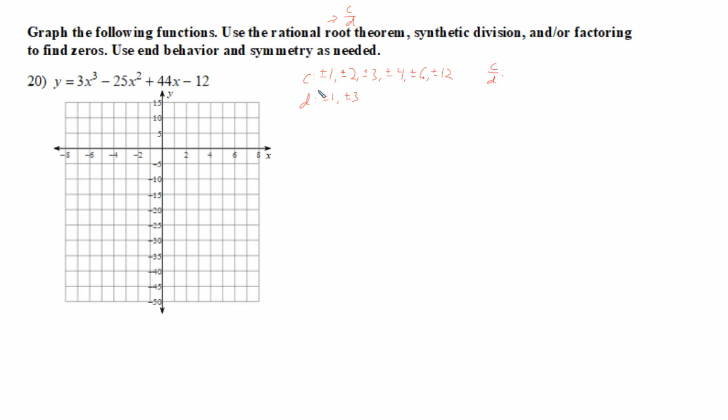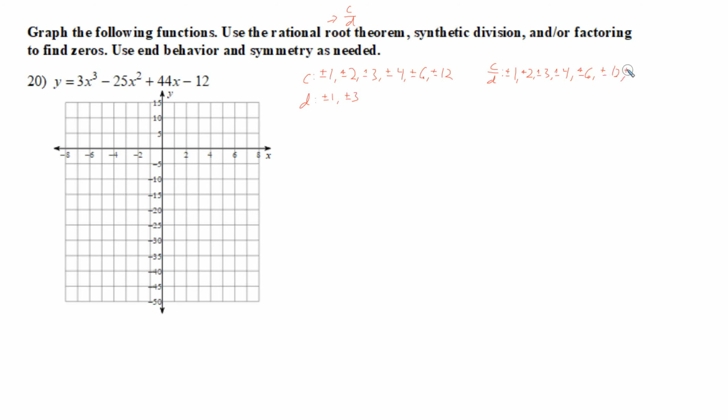So all of these over 1 and then all of these over 3. We could think of it that way. So we're just going to have plus or minus 1, plus or minus 2, plus or minus 3, plus or minus 4, plus or minus 6, and plus or minus 12. And now we want to do all these over 3.